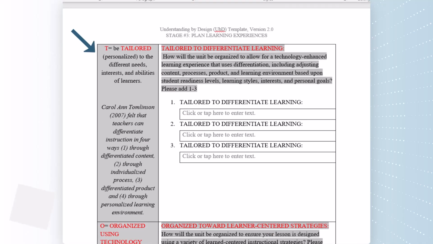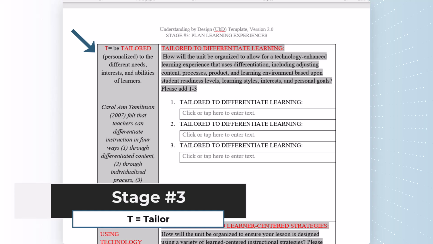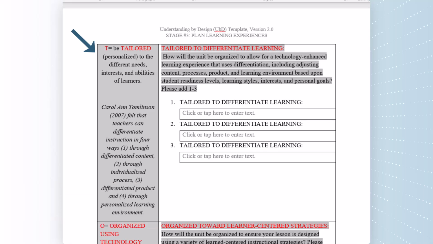The T section of the template refers to tailoring instruction to the needs of the learners. Designers should consider the learners who are participating in the unit. Designers need to be sure that the learners are maximally engaged and productive. The Stage 1 goals should never be altered, but students should be given options for how they accomplish the goals. Teachers can differentiate how they present information, how students work towards the goals, and the products or assessments to complete in order to measure success.